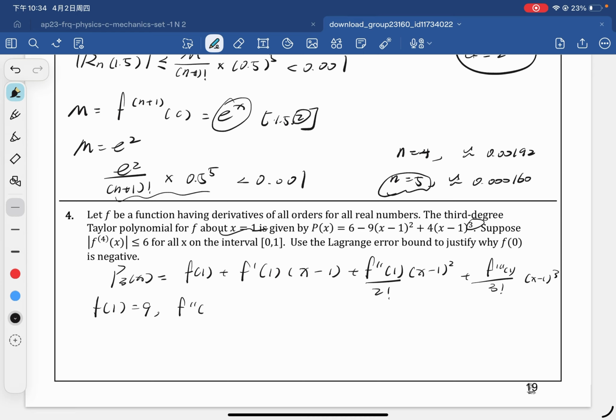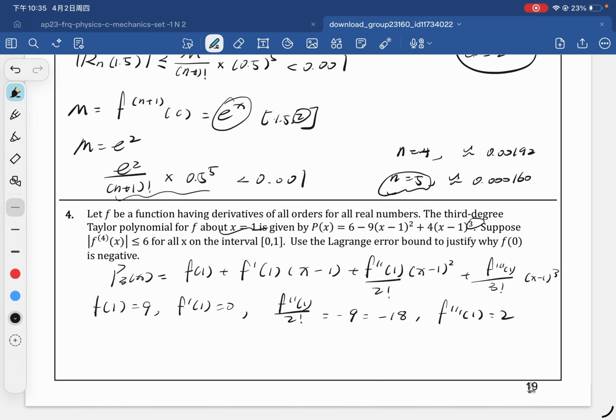f prime of 1 is 0 because there's no (x minus 1) term showing up in the polynomial. f double prime of 1 divided by 2 factorial equals negative 9, so f double prime of 1 goes to negative 18, and f third prime of 1 over 3 factorial is 4, so it goes to 3 times 2 times 4, which is 24.